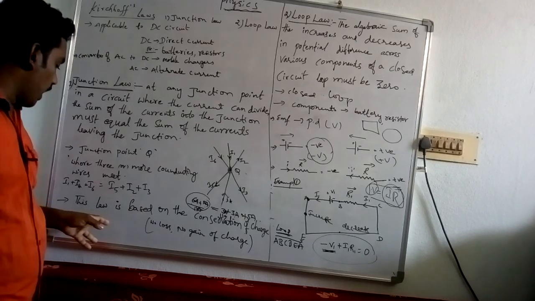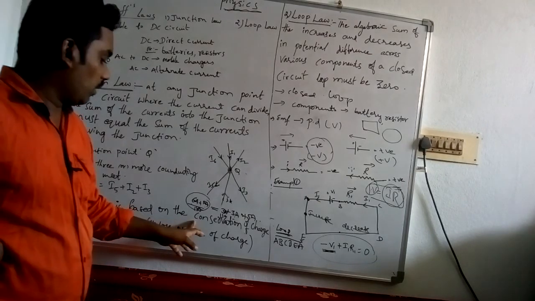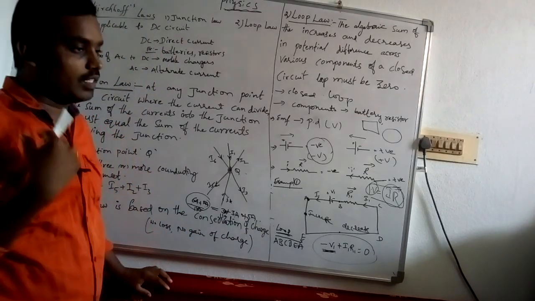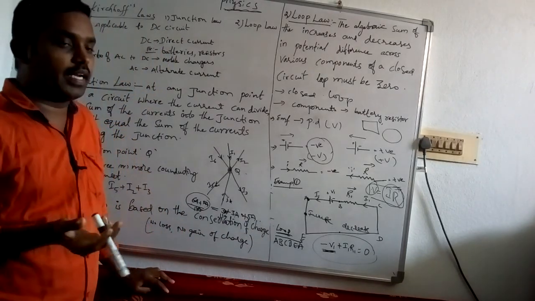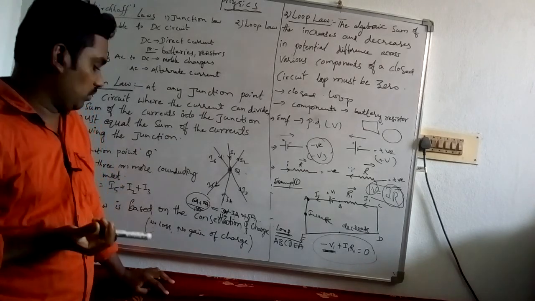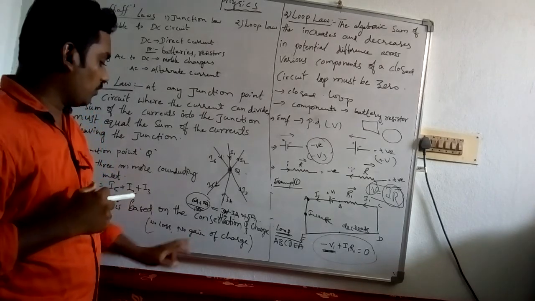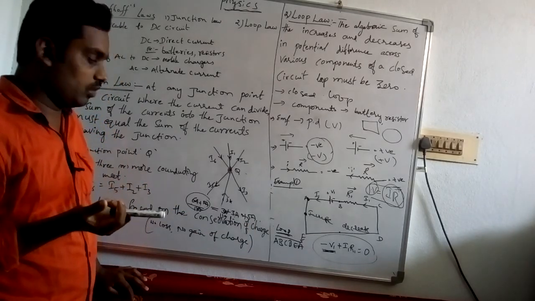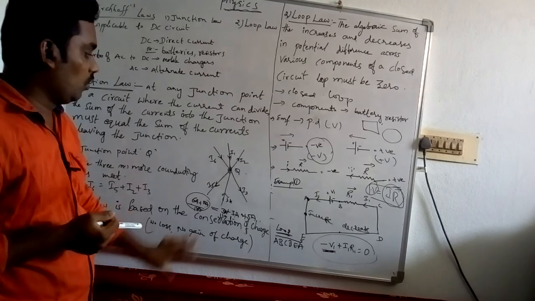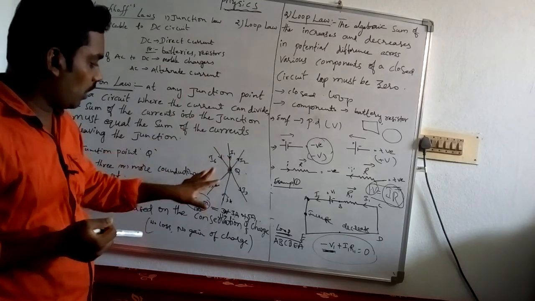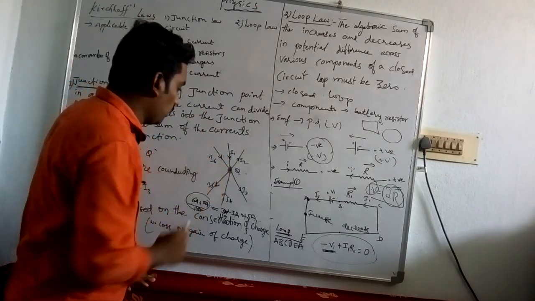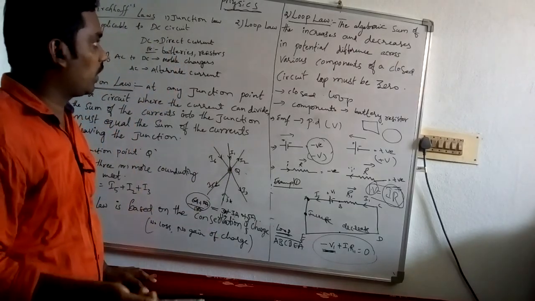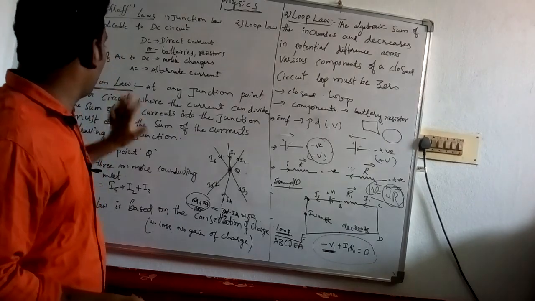This junction law is based on conservation of charge. Conservation of charge: we know conservation of energy, that energy cannot be created and cannot be destroyed. Here, conservation of charge means there is no loss or gain in charges. Okay, in this loop, however much current comes in, that much only will leave as the resultant current. Okay, this is the junction law.